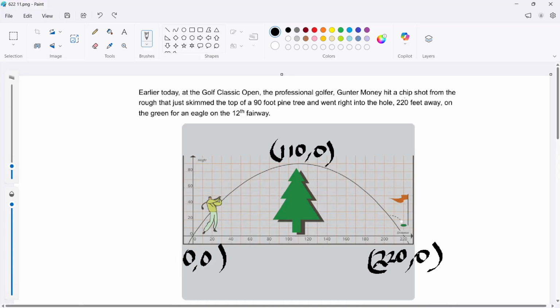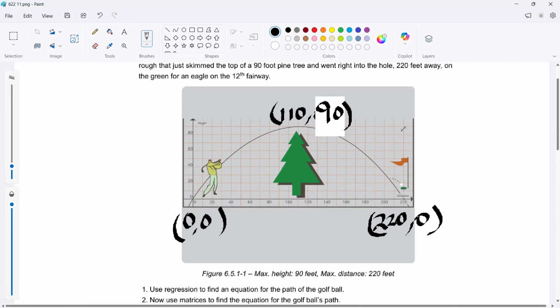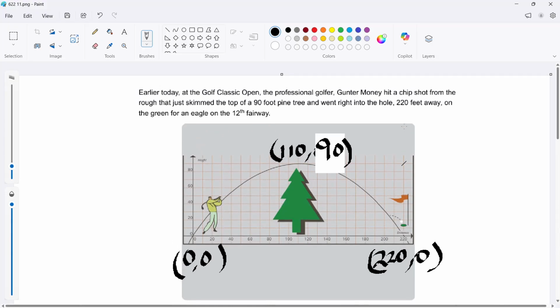Wait a minute. That should be a 90. What's the height of that? At 110, the height is 90, not 0. Okay, and then at the end, after 220 feet, it's at 0. It goes back to the ground again. So I've written the 3 points.